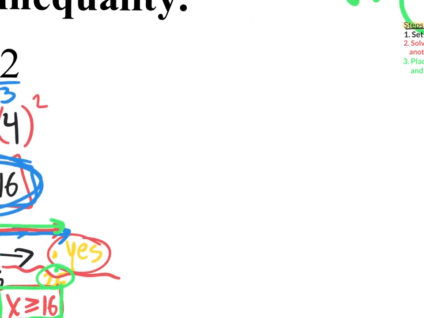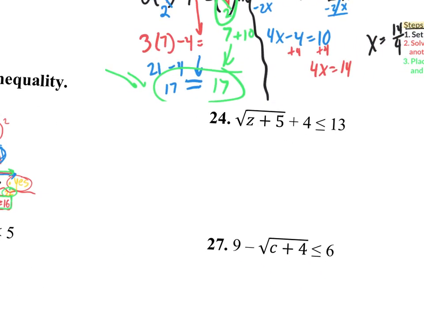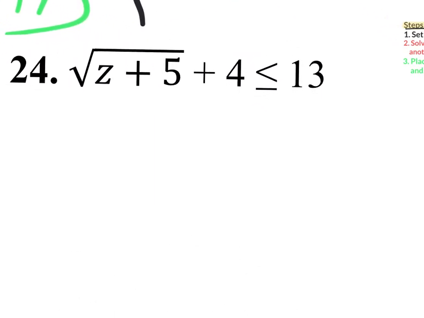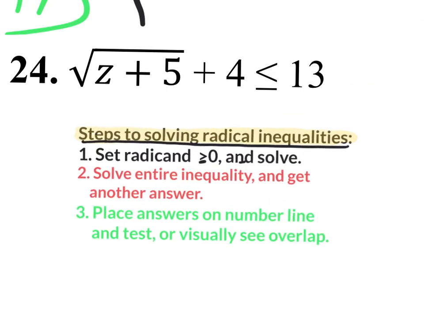So when we look at this, it's actually like doing 3 problems. There's 3 parts to it, okay? I don't know, shall we try this one? Let's try it. Step 1, if we look at the steps, says set the radicand to be greater than or equal to 0 and solve.